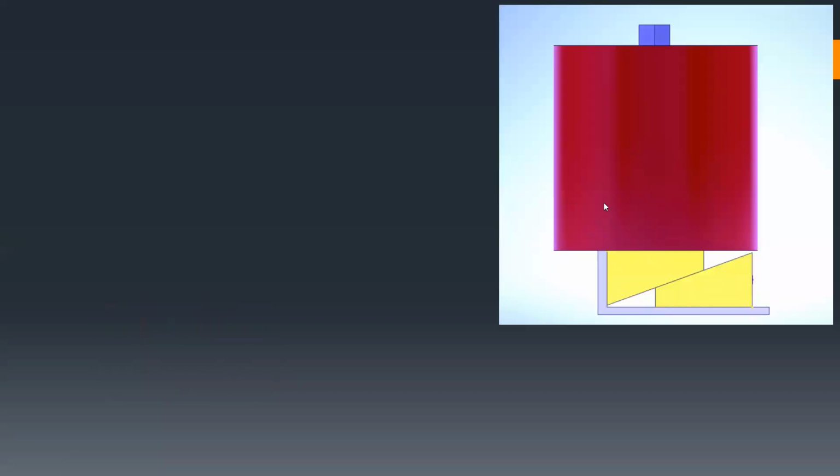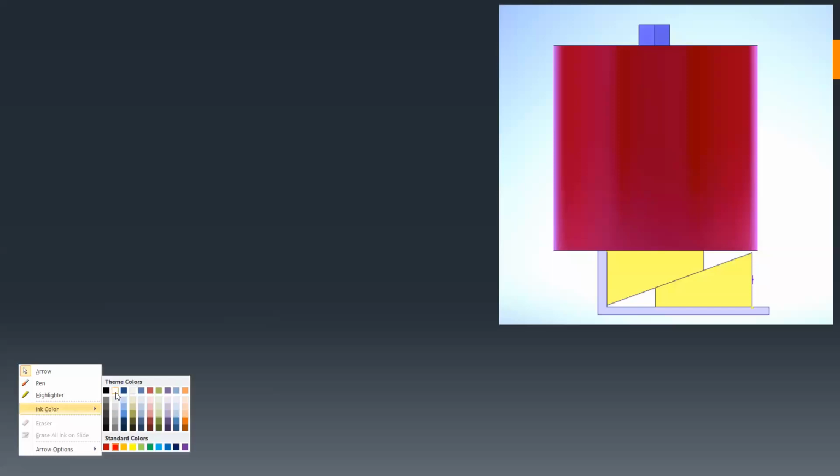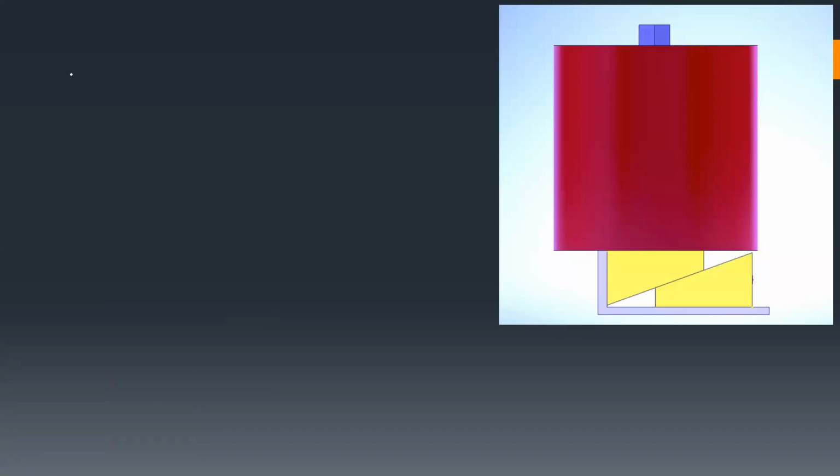So what is the meaning of wedge? A wedge is a tapered member or tapered block which is used to lift a heavy load by applying a relatively small effort.